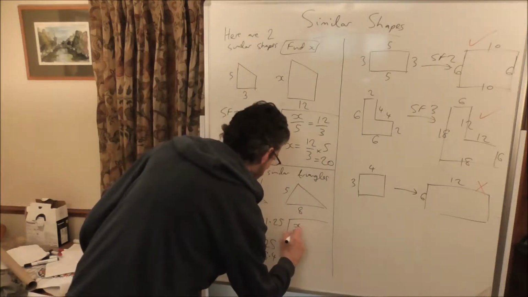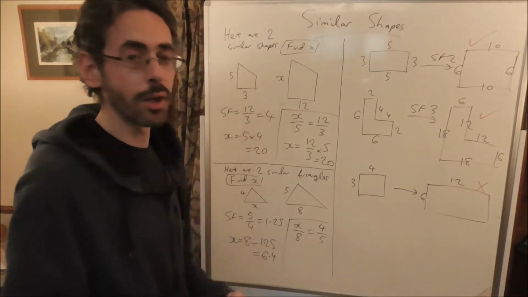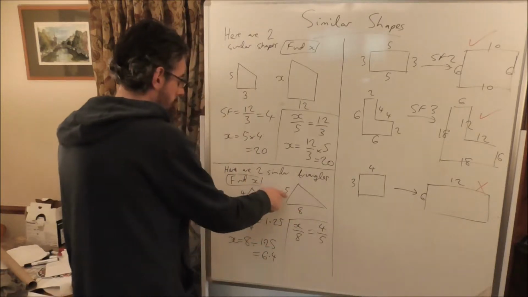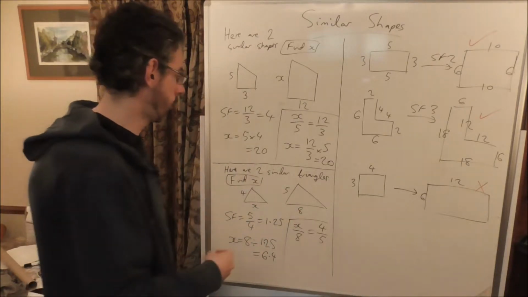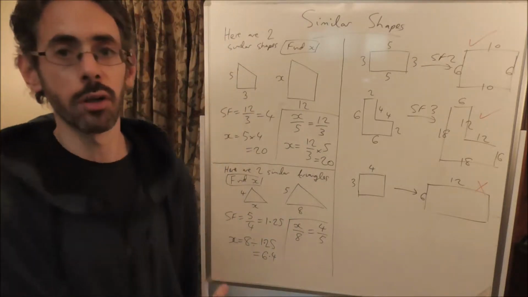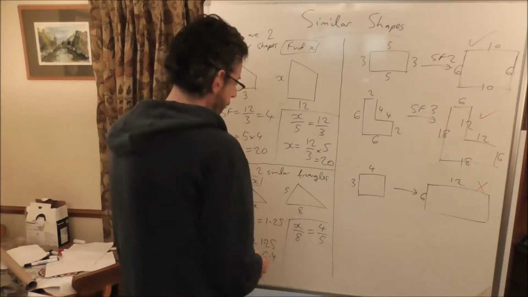So we can say x over 8 equals 4 over 5. I could have written that the other way round. I could have said that 8 over x equals 5 over 4. But it's easiest to find an unknown if it's on the top of the fraction, which is why I've done it that way round. So we set up the equation.